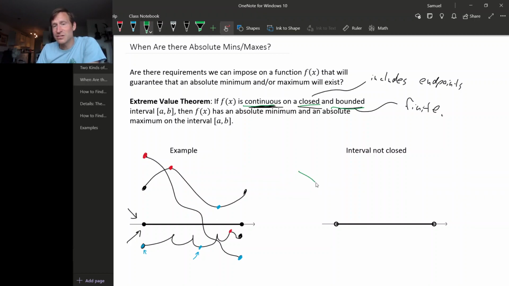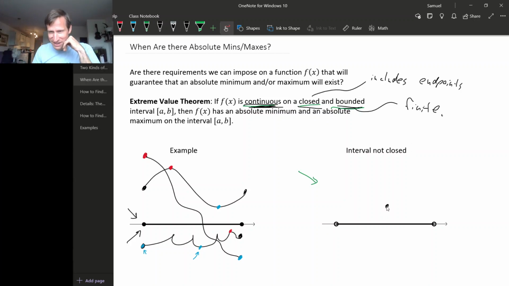So first, let's try an interval that isn't closed. This interval is bounded. What we're going to do is draw a continuous function on this non-closed interval that does not have absolute minimums or maximums. Well, from previous experience with other graphs, we can have there not be an absolute minimum or maximum if the graph just flies up forever to infinity. We can make that happen if we start in the middle and then just go like this.